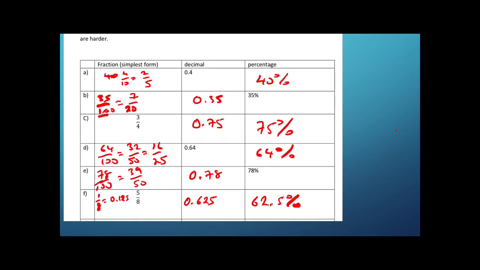So this idea here of 1/8 is 0.125 is worth remembering. If we can't remember it, another way of doing it is 1/4 is 0.25, and therefore 1/8 is half of that, which is 0.125.